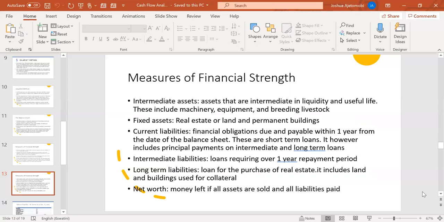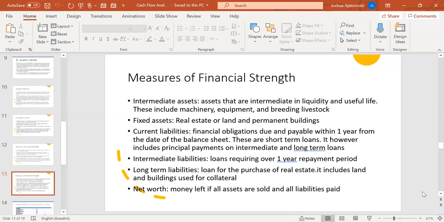Then we have your current liabilities. These are financial obligations due and payable within 1 year from the date of the balance sheet. This covers all the short-term loans, including the principal payment on intermediate and long-term loans. Yes, we are talking of intermediate and long-term loans here, but whatever you are paying out of it in a year must be included in your current liabilities.